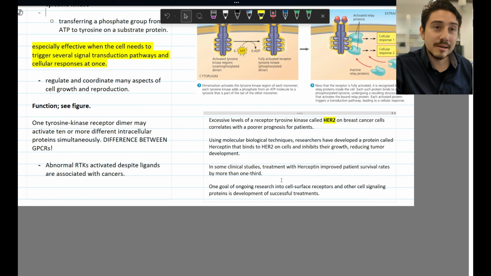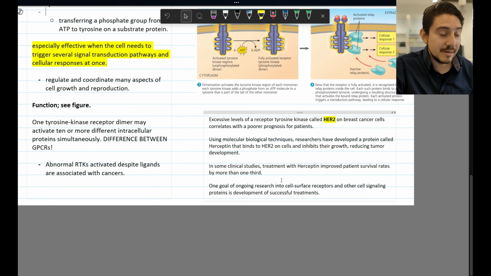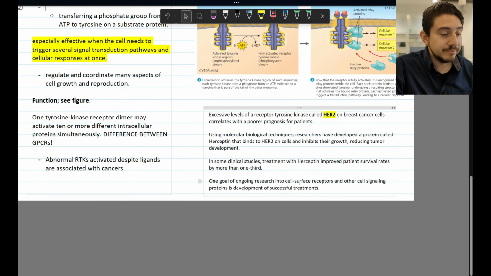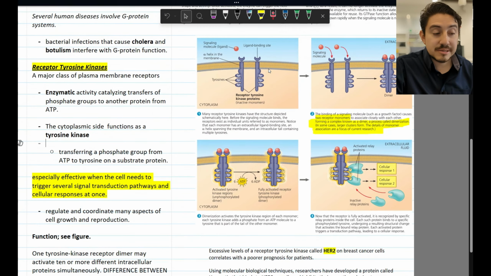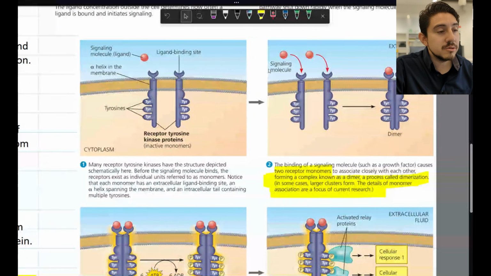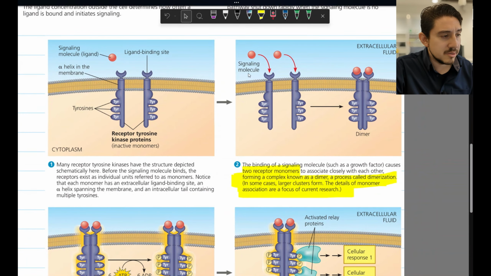Studying signaling pathways. I myself did my PhD on signaling pathways with tissue regeneration, particularly with TGF beta 1 and BMP2. Okay. On cell surface receptors and other signaling proteins is the development of successful treatments. Okay, so just to take a look at what exactly is happening in this particular receptor.